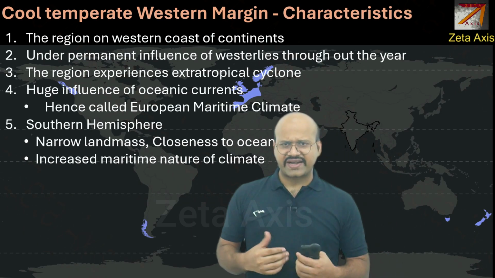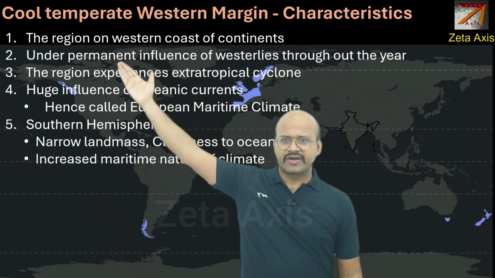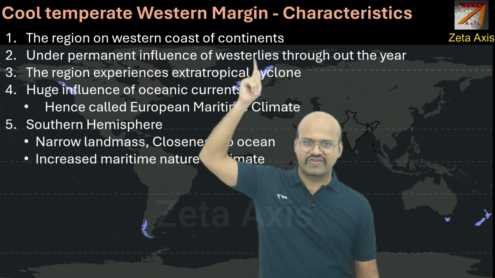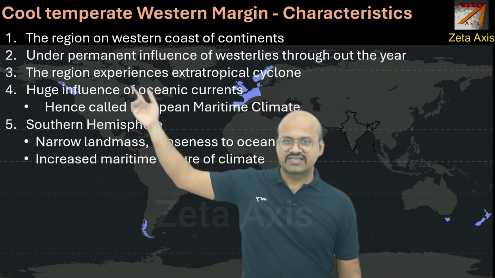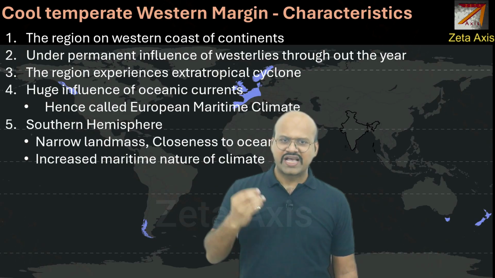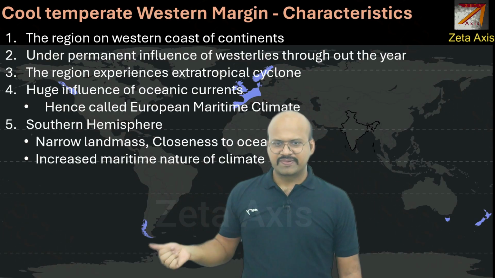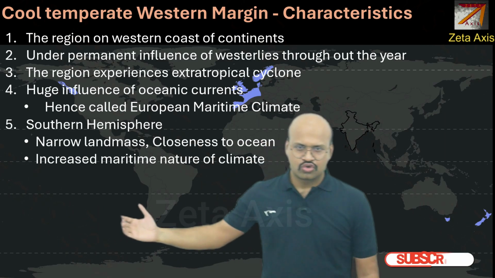Now here are the characteristics of this region. It is seen on the western coast of continents under the permanent influence of westerlies. So westerlies flow from here throughout the year. The region experiences extratropical cyclones. Because it is located in the higher latitudes, extratropical cyclones are experienced over here. Moreover, the extratropical cyclones move from west to east.